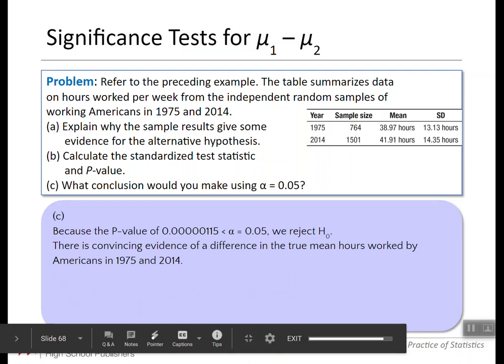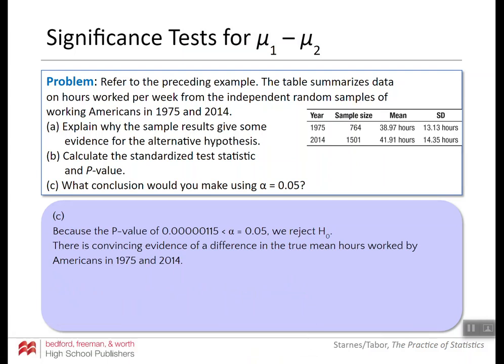Now, we make our conclusion. Because our p-value is way less than our alpha value, we reject the null hypothesis. There is convincing evidence of a difference in the true mean hours worked by Americans in 1975 and 2014.